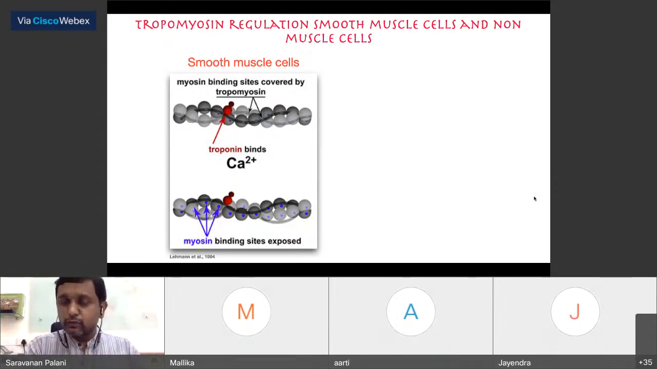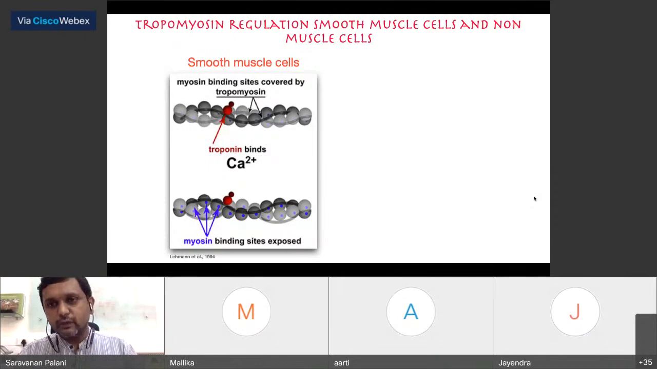But this has been known in smooth muscle cells for a very, very long time, almost 30, 40 years. What was not known until 2018 is how it works in non-muscle cells, right? This is smooth muscle cells. You have calcium, and you have this tropomyosin, troponin complex, and all that.